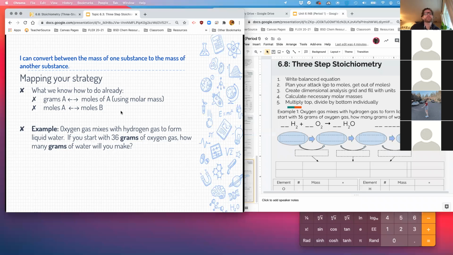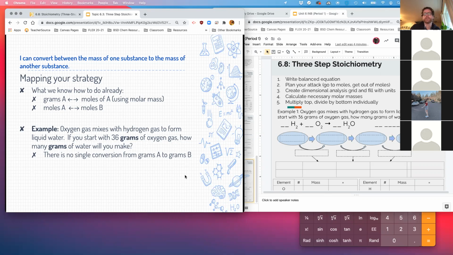In this example problem, it says oxygen gas mixes with hydrogen gas to form liquid water. So it first tells you what the reaction is. And then it says, if you start with 36 grams of oxygen gas, how many grams of water will you make? Okay. So the thing is, there's no single conversion between grams of one thing to grams of another thing.